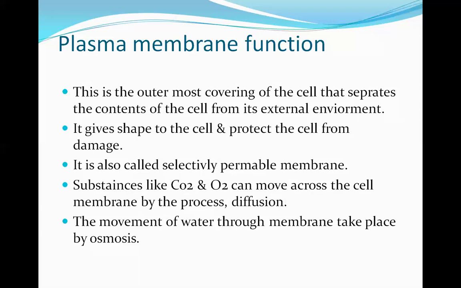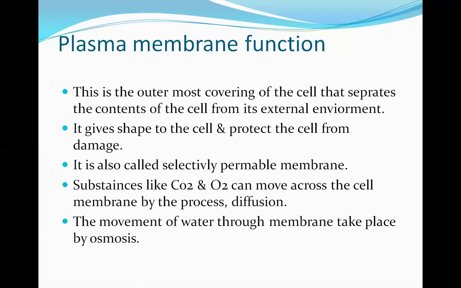Now, third point, it is also called the selectively permeable membrane. We know why it is called selectively permeable membrane, because very simple, the plasma membrane allows and permits the entry and the exit of the material in and out of the cell. So it regulates entry and exit of the substances and the material. Substances like CO2 and O2 can move across the cell by the process of diffusion.